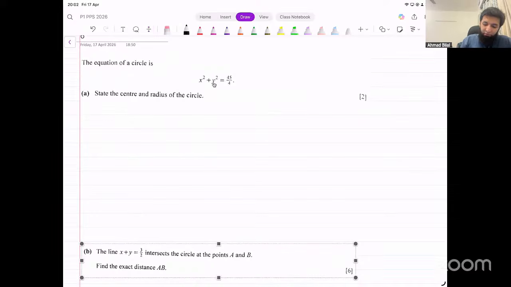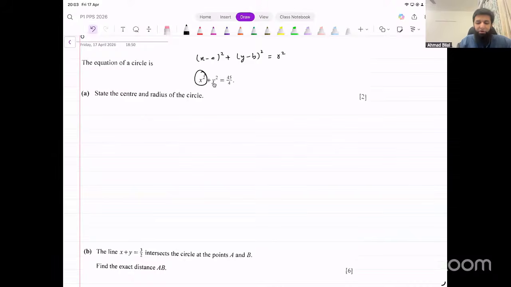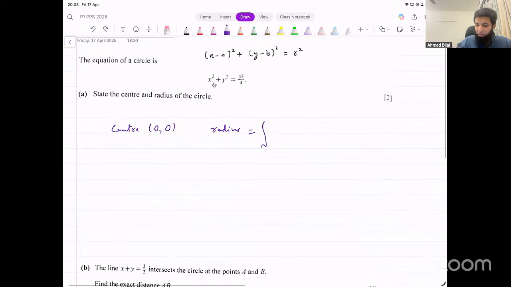What's the standard form of the equation of a circle? It's x minus a whole squared plus y minus b whole squared equals r squared. Now this is just x squared. That means x minus 0 whole squared. And this is y minus 0 whole squared. So the center is just 0, 0. Okay. What about the radius? What's the radius? Square root of 45 over 4. And that will give you the result.